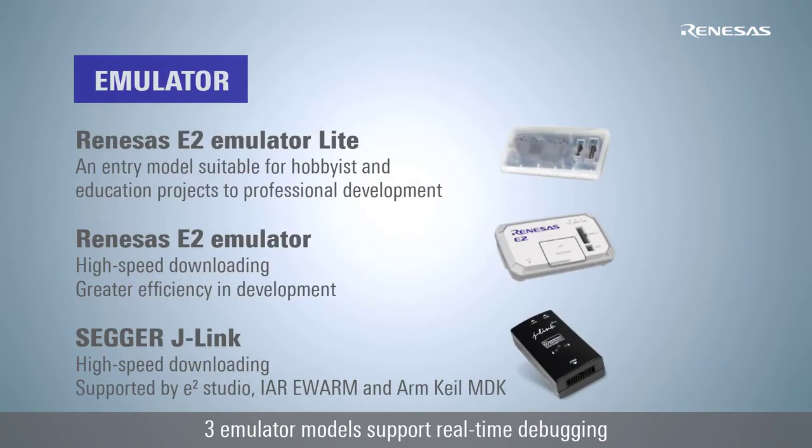There are 3 emulator models that support real-time debugging on RA MCU. Each of them can be used as Flash programmers. The E2 Emulator Lite is an entry model suitable for new starters. The E2 emulator has high functionality for more efficient development, and SEGGER J-Link is widely supported by many IDEs.